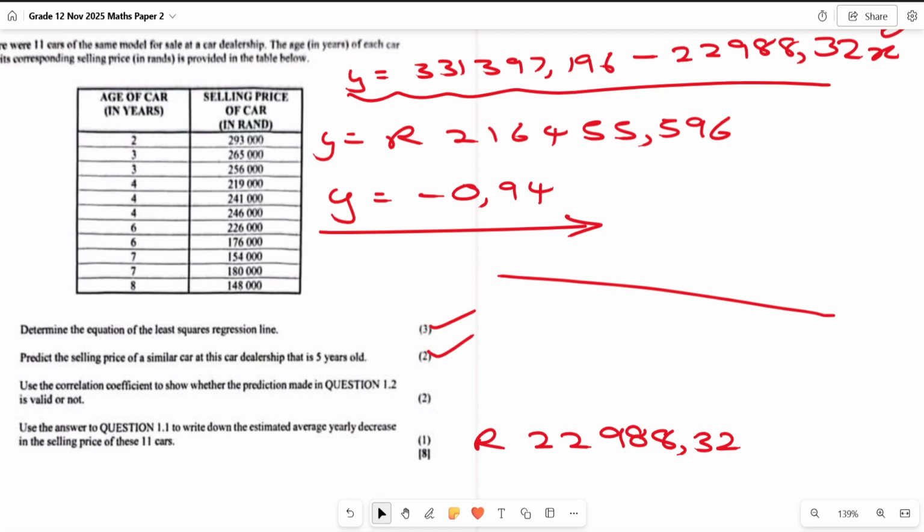So guys, that is how you get yourself 8 marks. Okay, if you had a different answer, don't be shy to comment below. Let us see what you got.